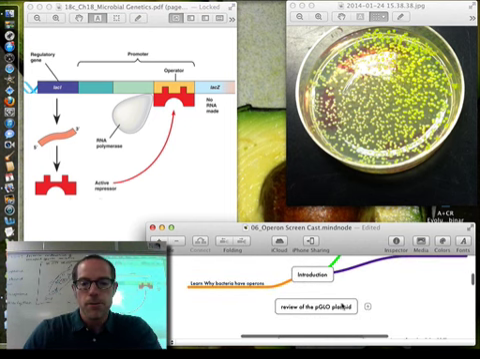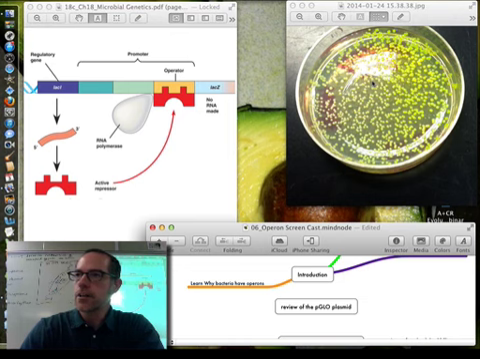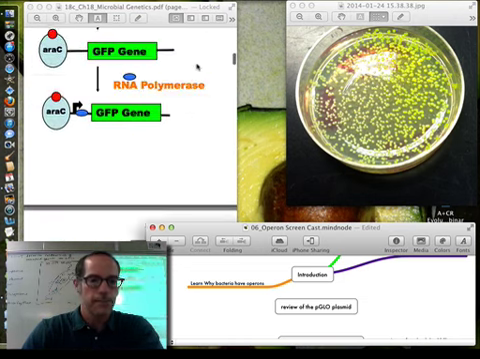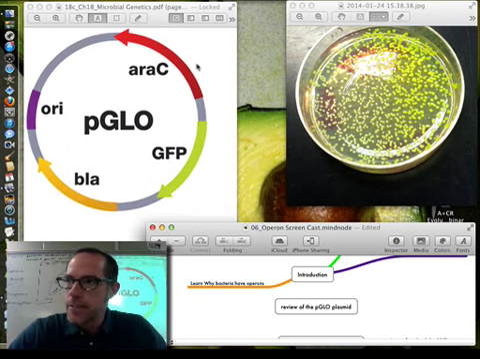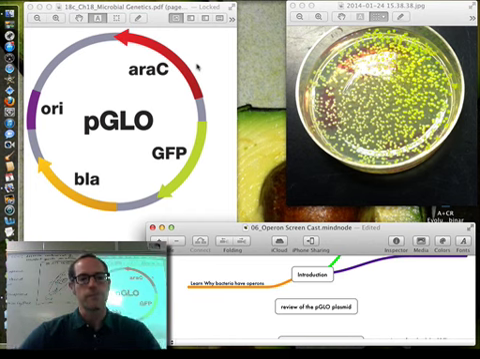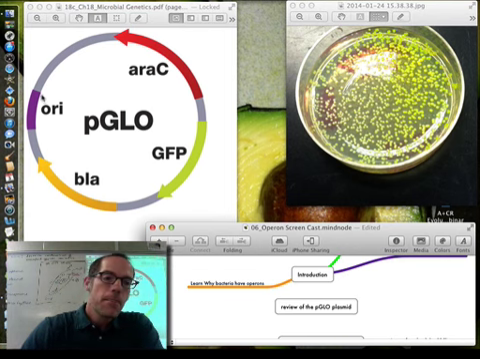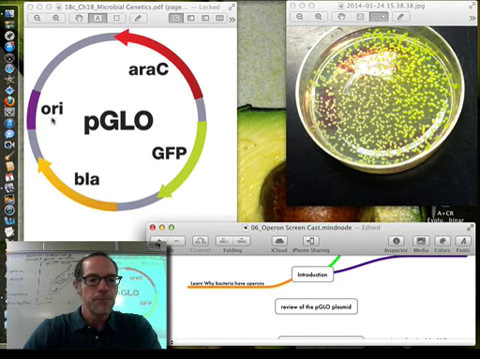Let's remember why these things can glow green anyway. Why is it that these transformed E. coli can glow green? There's a simple reason for that. We inserted a circular piece of DNA called a plasmid that's been commercially called the pGLO plasmid. P stands for plasmid, and glow is kind of cute because these bacteria glow green. Like any good plasmid, this circular piece of DNA has an origin of replication, that's the ORI. It's got an antibiotic resistance gene. This one here is called bla, for beta-lactamase.